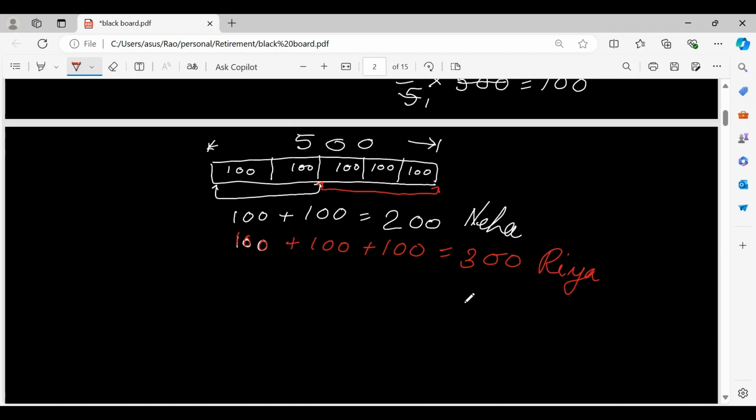And don't forget to put the unit before it. Here you again can write that rupees 200 was spent by Neha, and the remaining rupees 300 were spent by Ria.